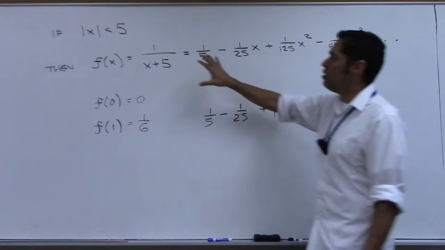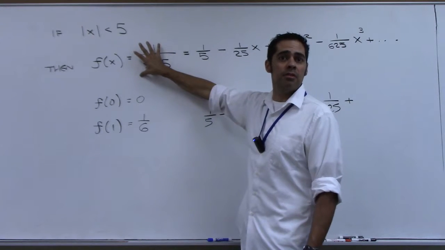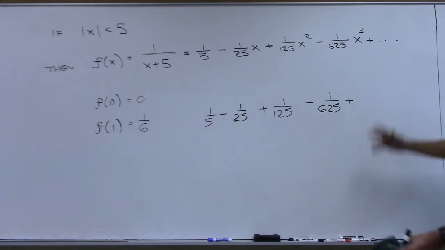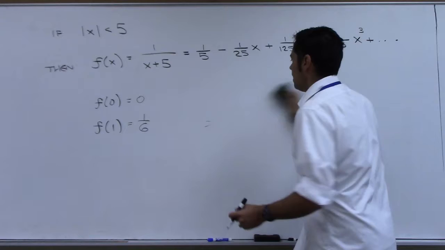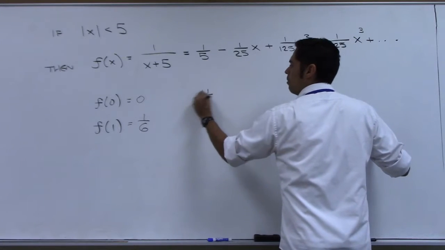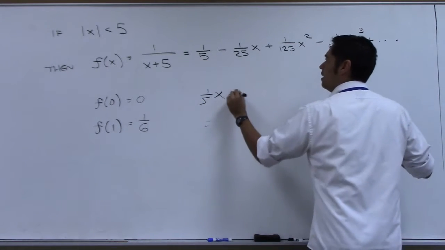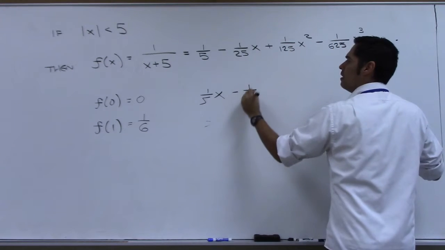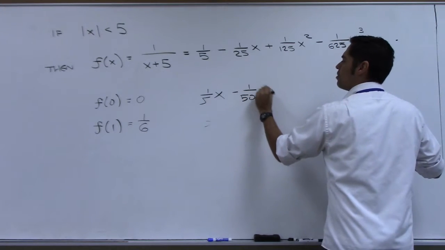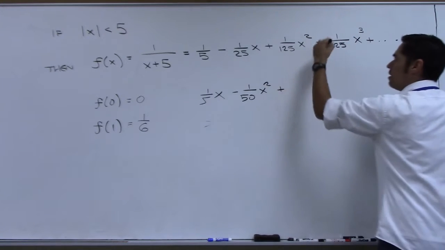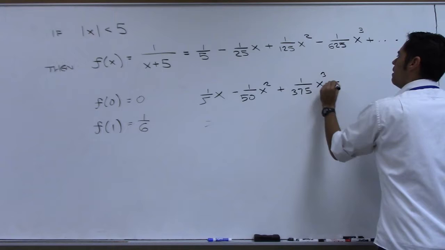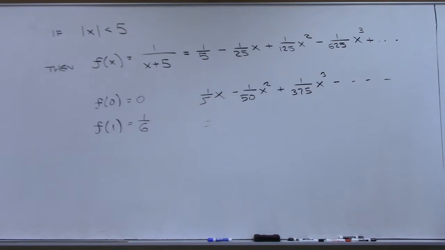Like, let's say we had no idea in the world how to integrate this function. How would you integrate this? Just term by term, right? What's the antiderivative of 1/5? 1/5 x. Okay, what's the antiderivative of this? Minus 1/50th x squared. Then plus here, what? 1 over 375 x cubed. Minus, and you keep going, right?